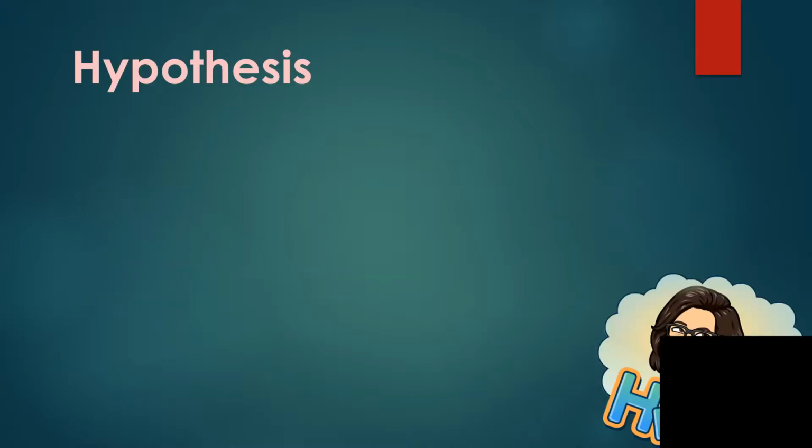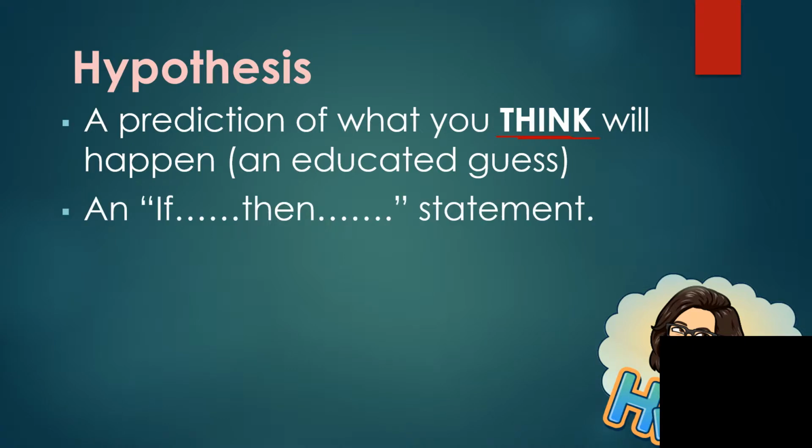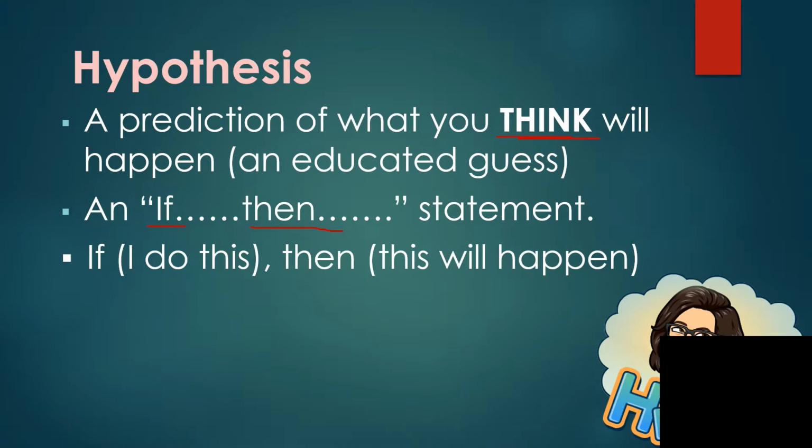So, recalling from our previous note, a hypothesis is a prediction of what you think will happen. It's pretty much an educated guess, all right? So what you think will happen, and it's always in the form of an if and then statement. So it's always a prediction of if I do this, then this will happen. So going back to our variables, our independent variable, recall, is the one that you're actually going to change. So if you change your independent variable, what happens to your dependent variable, the variable that you're actually going to go ahead and measure?